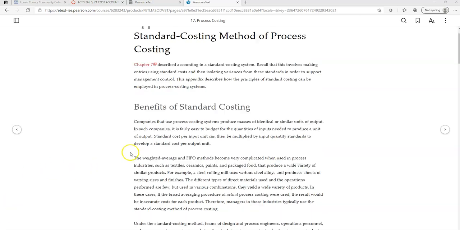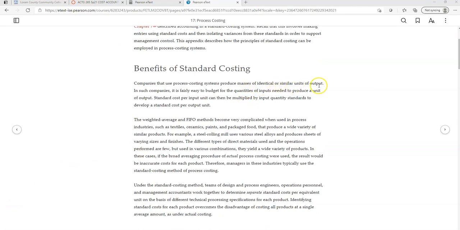Well, remember that process costing systems produce masses of identical or similar units of output. So it's easy to budget quantities for inputs needed to produce a unit of output. We can take the standard cost per unit of input and then multiply that by the input quantity standards to develop a standard cost per output unit. For example, if something takes 2 direct labor hours to make, and let's say the cost of each labor hour is $15, then $15 per unit of input times the number of inputs needed, 2 hours, gives me $30 per unit of output with regards to direct labor costs.